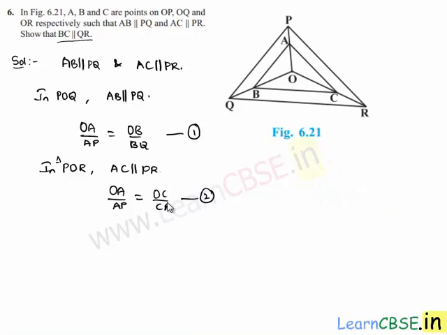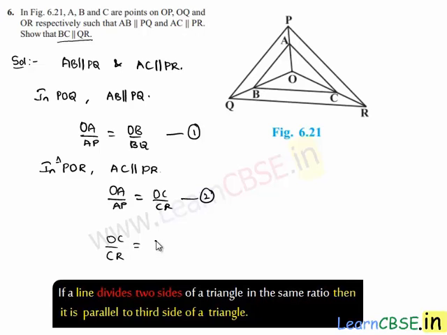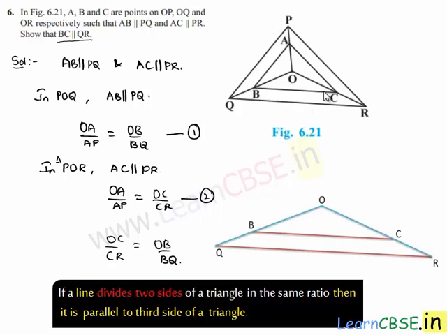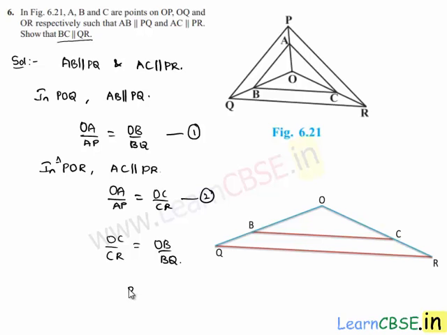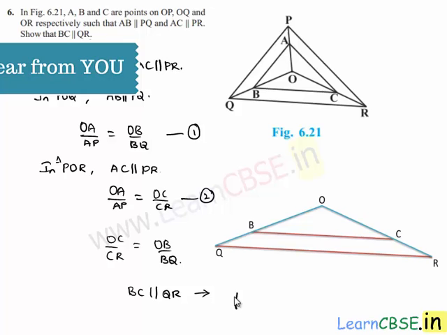Now substituting the OA by AP in the second equation, that is OC by CR, in the first equation, we get the relation OC by CR is equal to OB by BQ. Now line segment BC is dividing OQ and OR in the same proportion. So from the converse of the basic proportionality theorem we can say that BC is parallel to QR, which is the required proof for us.